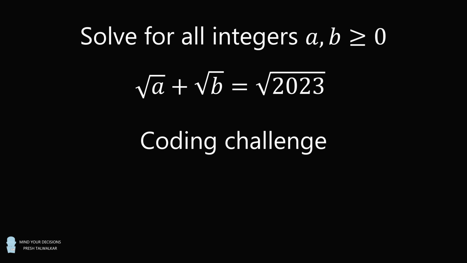Let's say you are given a non-negative integer n. Write a program to find all solutions in non-negative integers a and b such that the square root of a plus the square root of b is equal to the square root of n. Pause the video if you'd like to give this problem a try, and when you're ready, keep watching to learn how to solve this problem.